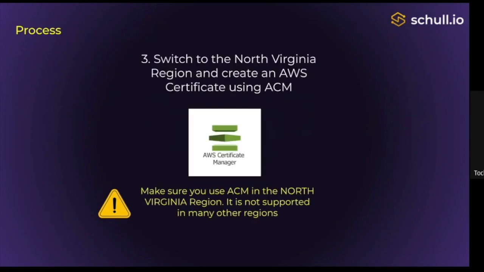Another thing we need to note is that we need to work within the North Virginia region. Other regions can work, but for you to use the SSL certificates from Amazon Certificate Manager, you must be within the North Virginia region, that is the US East 1 region. If not, you can't link it to CloudFront. So you just keep everything within the North Virginia region. Maybe later on, support for other regions would come in.